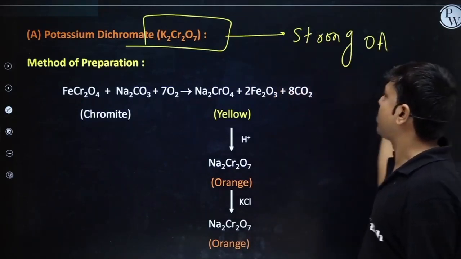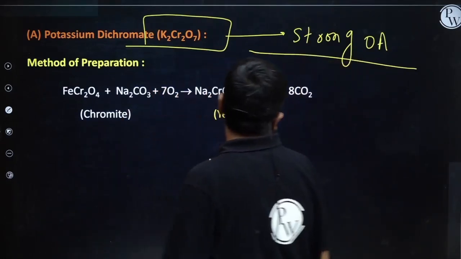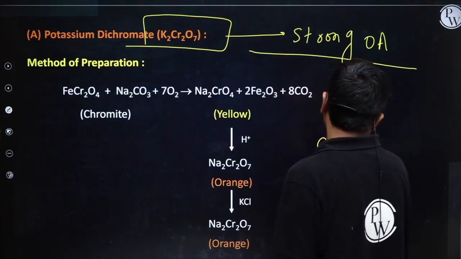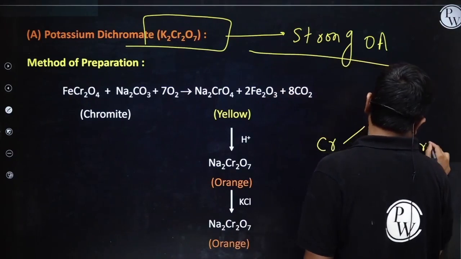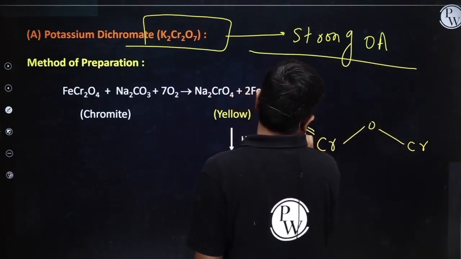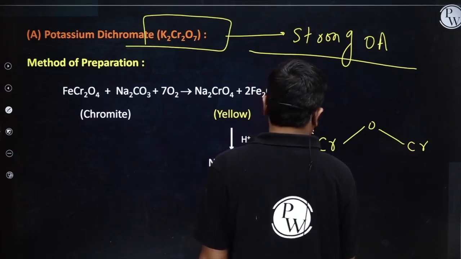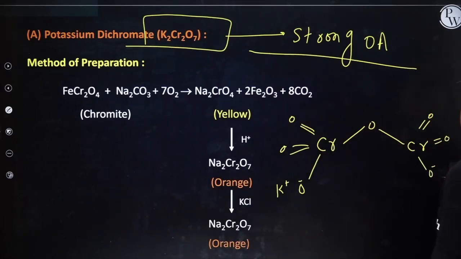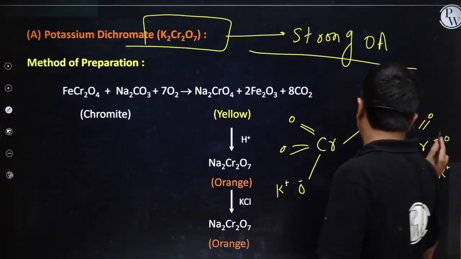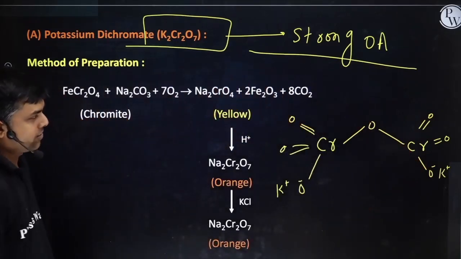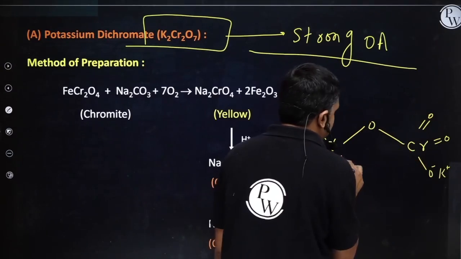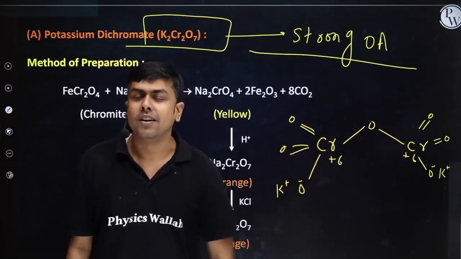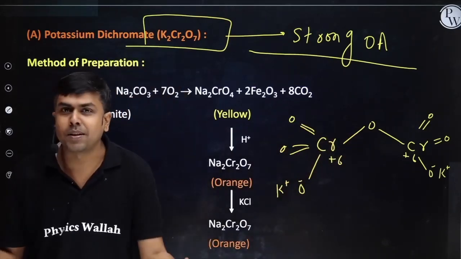We have studied about this particular compound, right? Student, if I talk about the structure of potassium dichromate, it has a structure Cr-O-Cr, and then here we'll have O minus K plus, and Cr, Cr, O minus K plus. So what's the oxidation state of each chromium? The oxidation state of each chromium is plus 6. What's the hybridization? 1, 2, 3, 4. Correct, number 4, hybridization sp3.